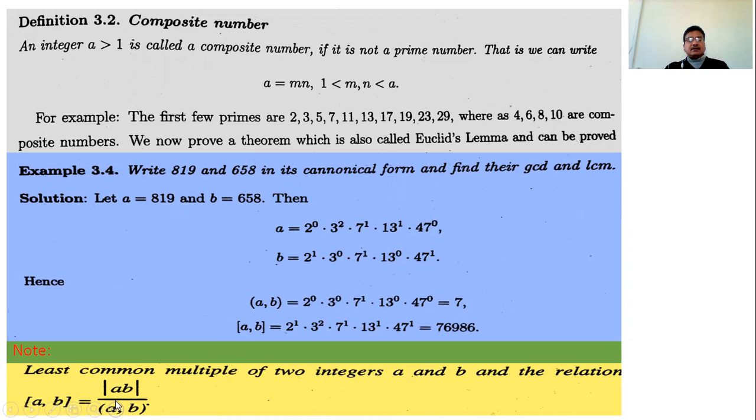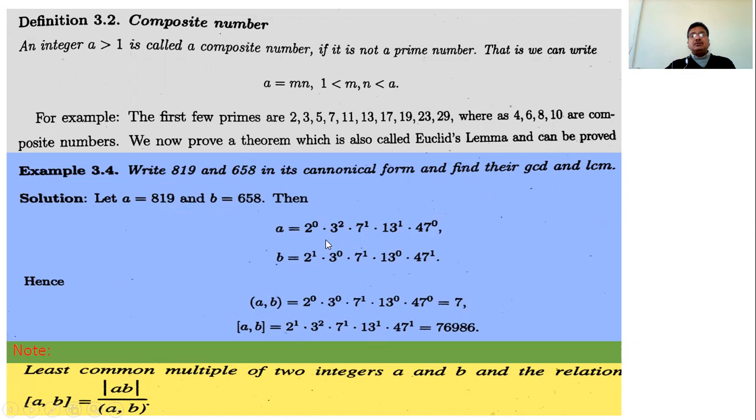So find the LCM by using this formula: find the greatest common divisor of the two numbers and divide the product A into B by it. What are A and B? A and B are the given numbers. So the product of A and B divided by the greatest common divisor gives the least common multiple, LCM. Or separately we can find the LCM by using the canonical form, that is, express the numbers as a product of prime numbers. Suppose A is 819 and B is 658, then we have to express these numbers as a product of primes.